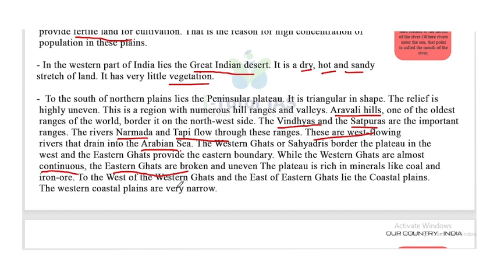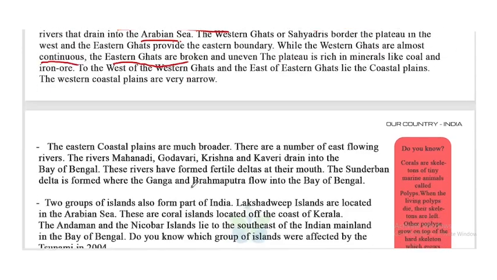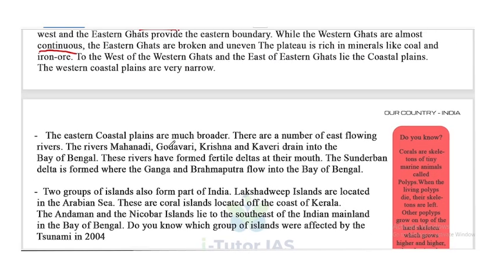To the west of the Western Ghats and east of the Eastern Ghats lie the coastal plains. The western coastal plains are very narrow. The eastern coastal plains are much broader. There are a number of east flowing rivers. The rivers Mahanadi, Godavari, Krishna, and Kaveri drain into the Bay of Bengal.